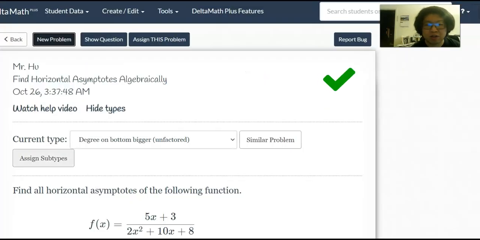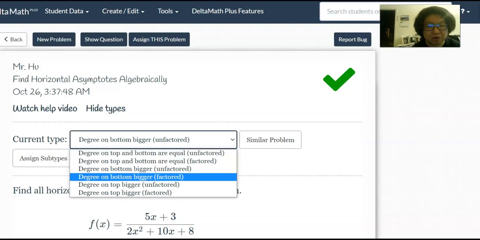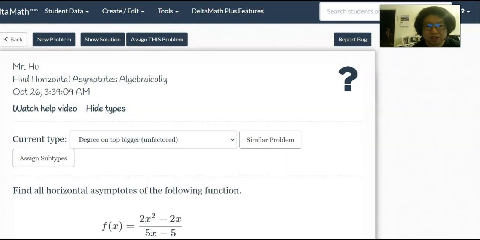Okay, so whenever the degree on the bottom is bigger, you don't have to look at anything else. You can just say, all right, I'm pretty confident. Y equals 0. Let's go with it. Okay. So now I'm going to look at another one. Okay. Degree on the top is bigger. Let's go with that one.